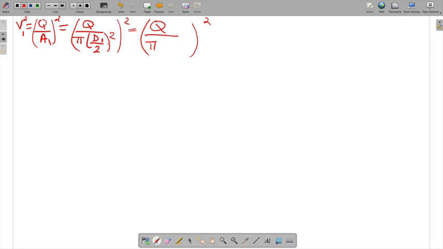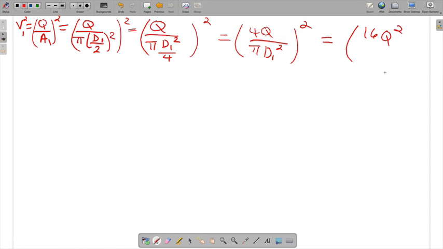Okay, but first I'm going to write this term out expanded with this square, and then we'll talk about that outer square. So we have d1 squared over 4. So that gets us to, and we're going to just bring the 4 up here, 4q over pi d1 squared, and then all of that is squared. And that's what we're going to plug into our Bernoulli's equation. So then that gets us 16q squared over pi squared d1. Since it was already squared, now we square it again, so we're going to get a fourth. So that's what we plug in for V1 squared in Bernoulli's.